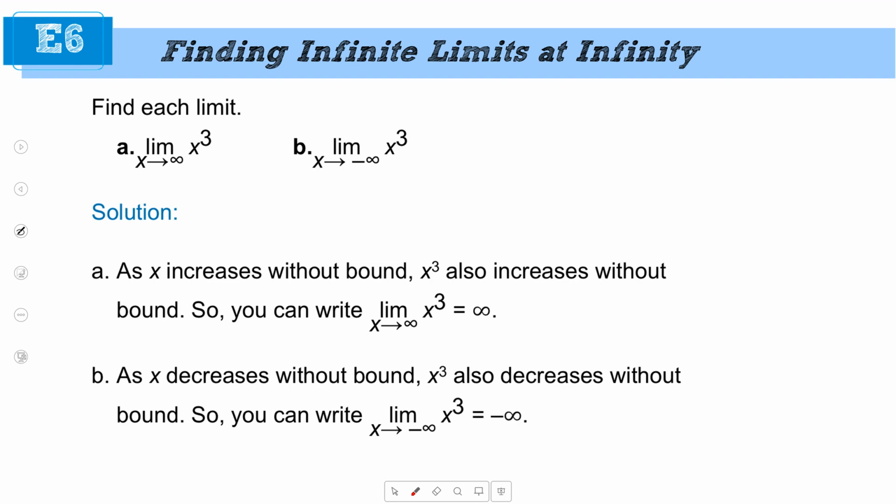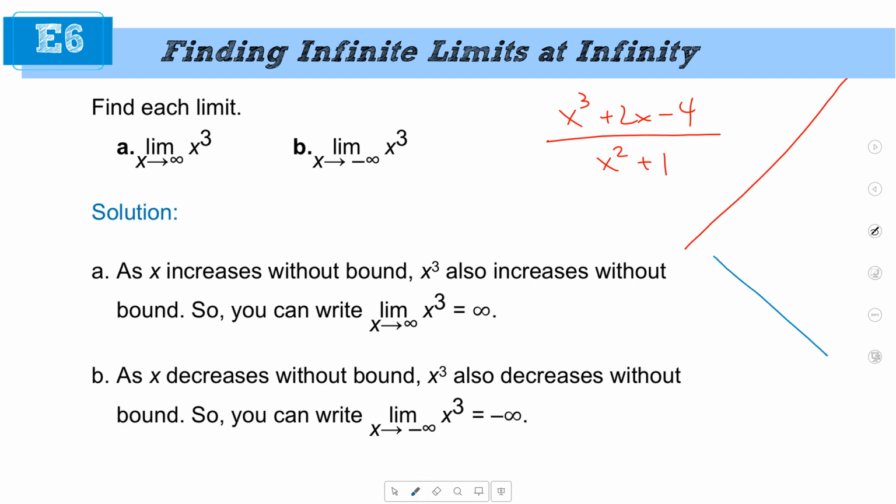Okay, so let's suppose we have something like x cubed plus 2x minus 4 over x squared plus 1. I know that there's going to be an oblique asymptote there. I don't care what the oblique asymptote is. There's only one thing I'm concerned about, and that is, does the oblique asymptote go like this, or does the oblique asymptote go like that? In other words, does the oblique asymptote have a positive slope, or does it have a negative slope?